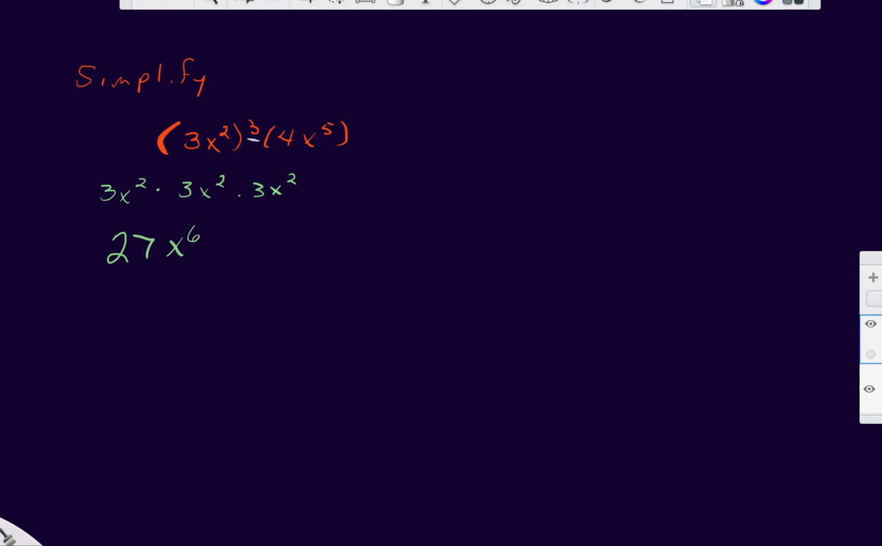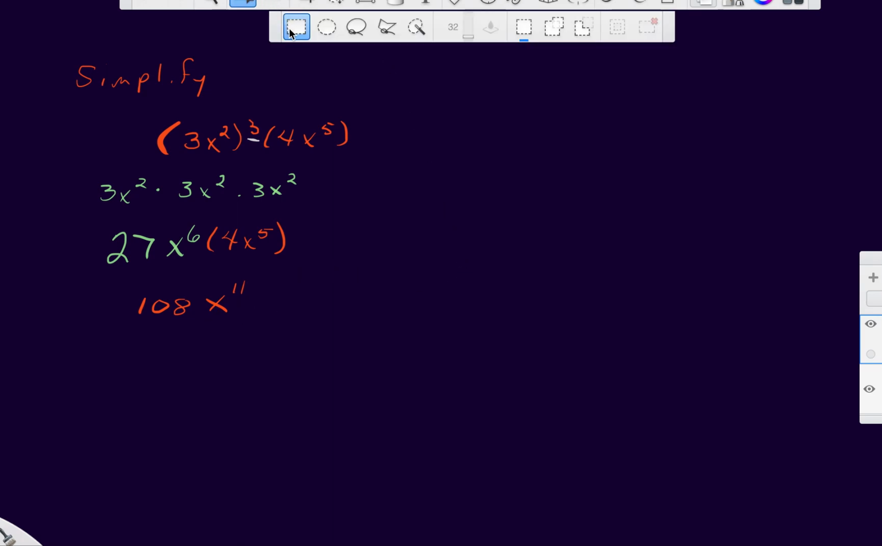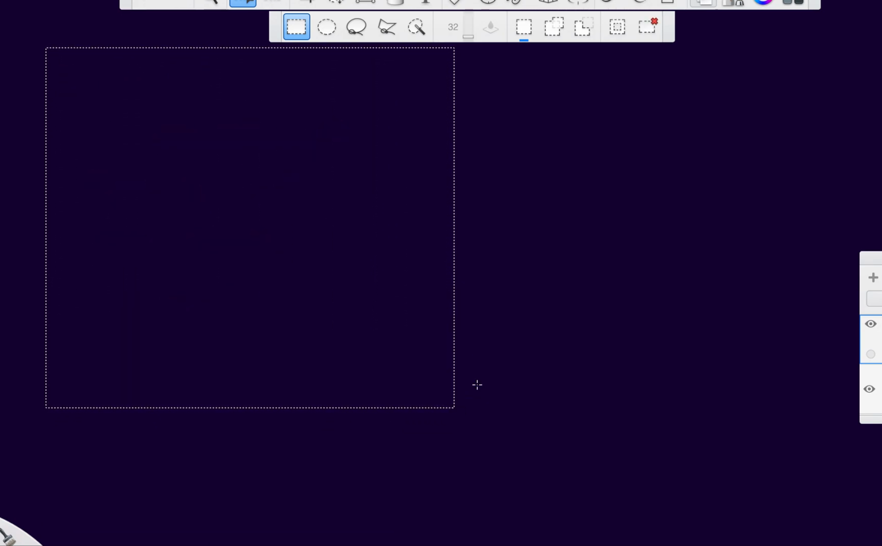Then what we're going to do is multiply this 27x to the sixth by that 4x to the fifth. This is simple product of powers here, and then 4 times 27. Now 4 times 27, that's 108. And then x to the sixth times x to the fifth is x to the 11. And there we are. That's that first whole problem. It will take you a lot less time than I just took, but I want to make sure that you get off to a good start there.